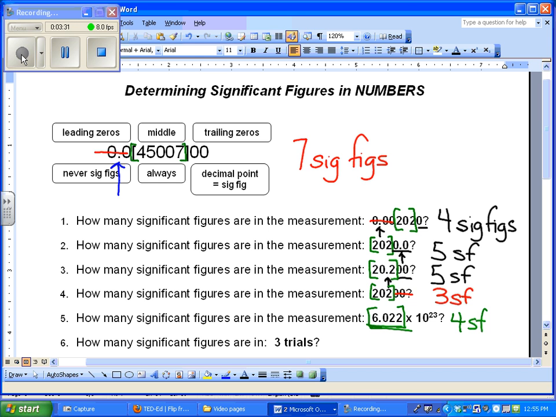Sometimes you get instances where you don't have measurements and you're actually counting things, like 3 trials. In that case, because you have exactly 3 trials, we say that there's an infinite number of significant figures. This means that you really don't have to consider exact numbers when you're determining significant figures in calculations.